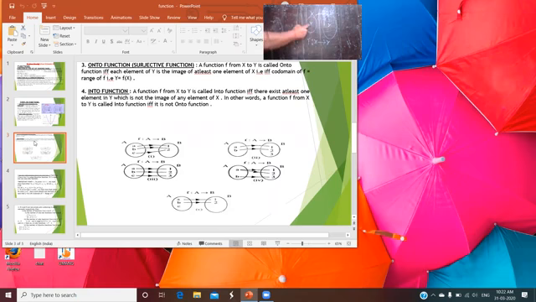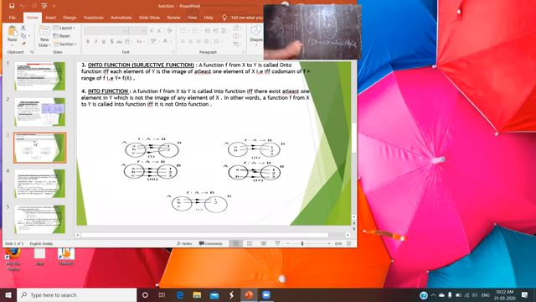Where it belongs? That would be the domain of f. So if y belongs to capital Y, there is at least one element x belonging to its domain such that f(x) is equal to y. If that type of condition exists, then you can say that the function is an onto function.